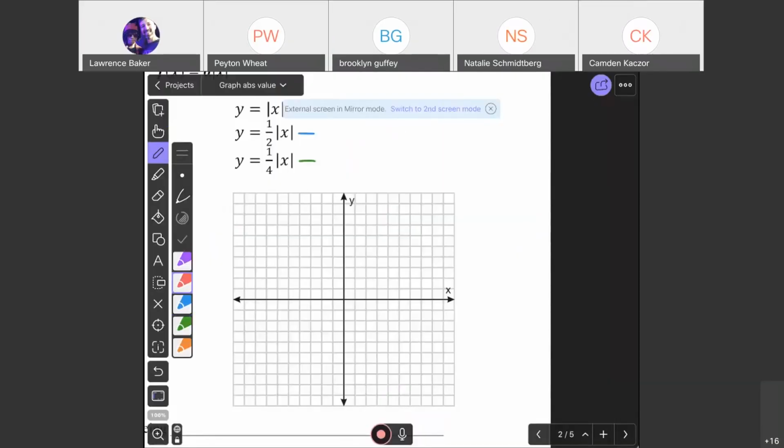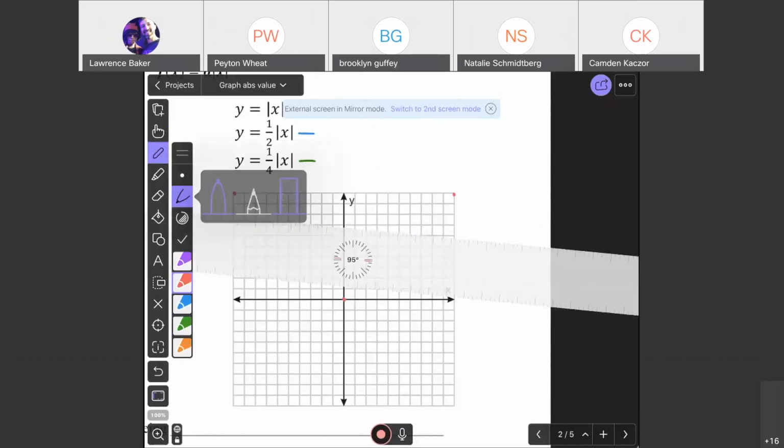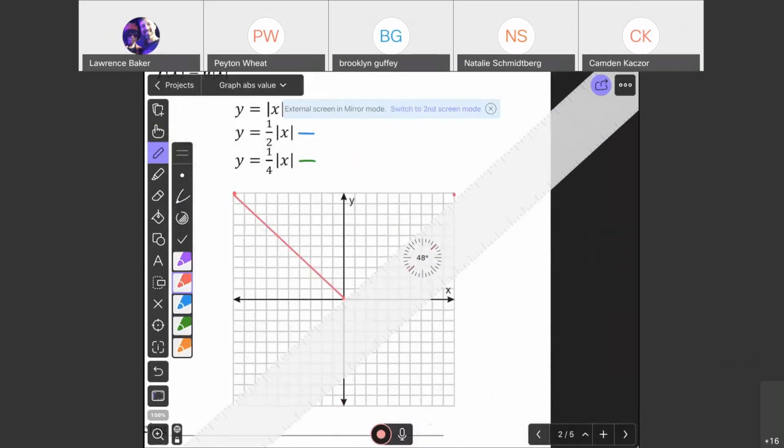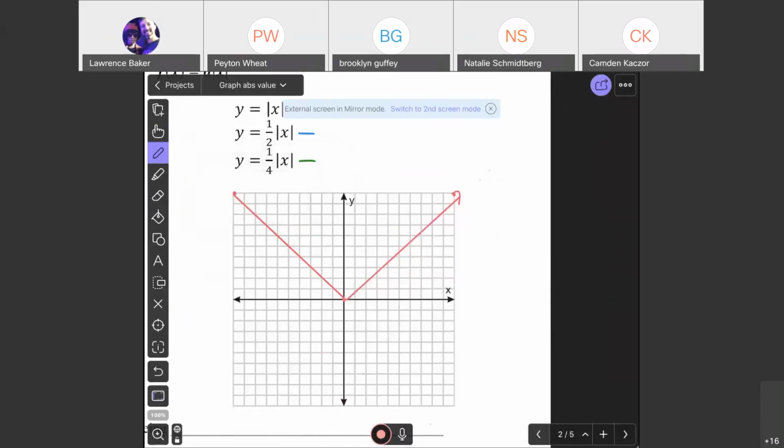So again, starting at the origin, I'm going to go up one, right one, up one, right one, up one, right one, all the way to the top corner. Up one, left one, up one, left one, all the way to the top corner again for that parent function. The slope was 1 over 1. Slope over here was 1 over -1.